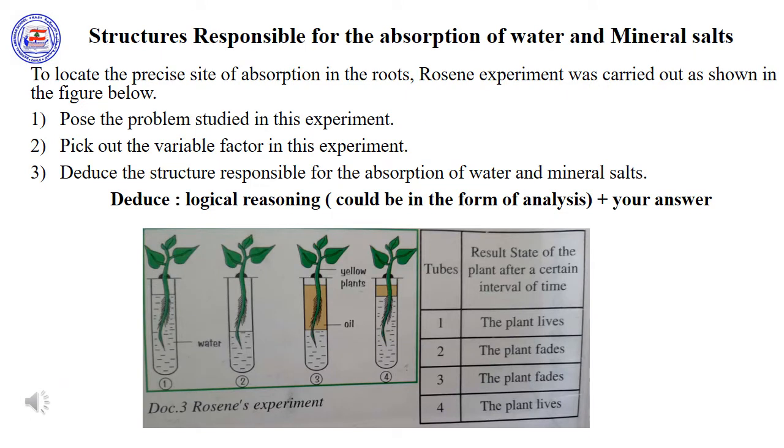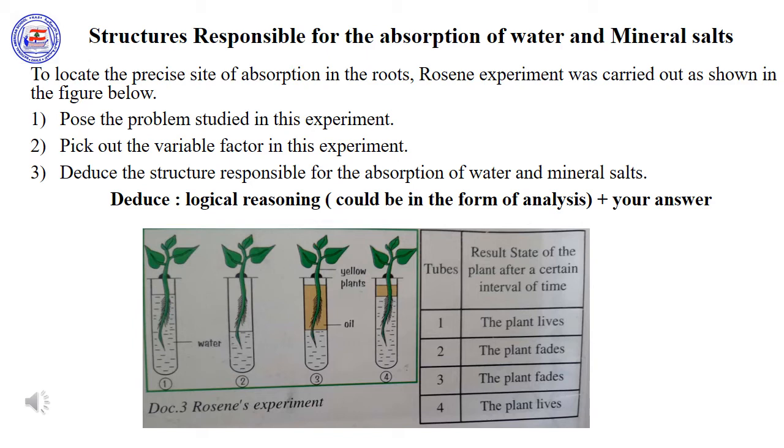In order to locate the precise site of absorption in the roots, the Rosin experiment was carried out as shown in the figure below. Observe document 3. In tubes 1 and 4, the root hairs are placed in water, while in 2, they are placed in air. Moreover, in 3, the root hairs are placed in oil. Let's see the results. In tubes 1 and 4, where the root hairs are placed in water, the plant lives. On the other hand, when the root hairs are placed in air or in oil, the plant fades.